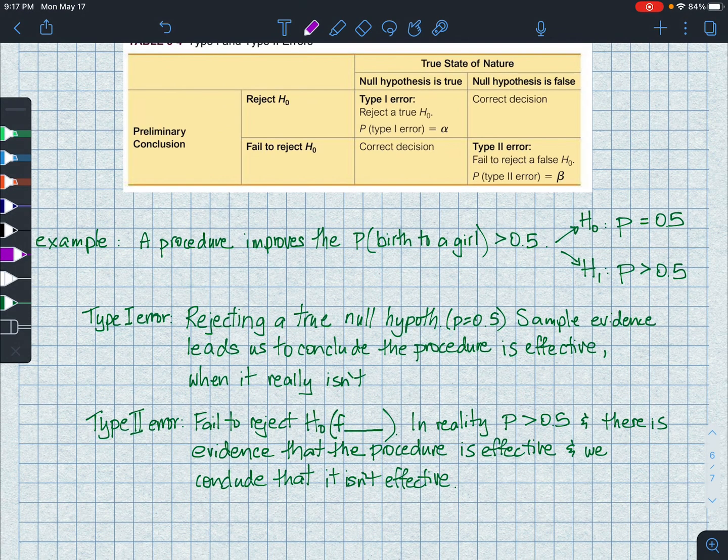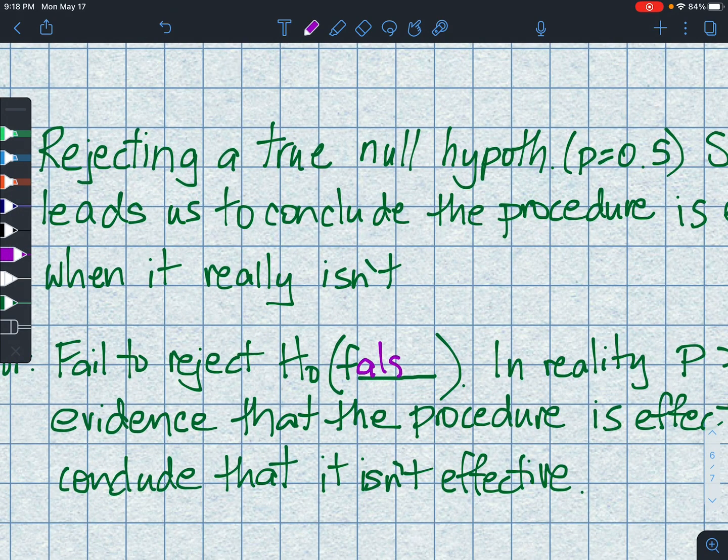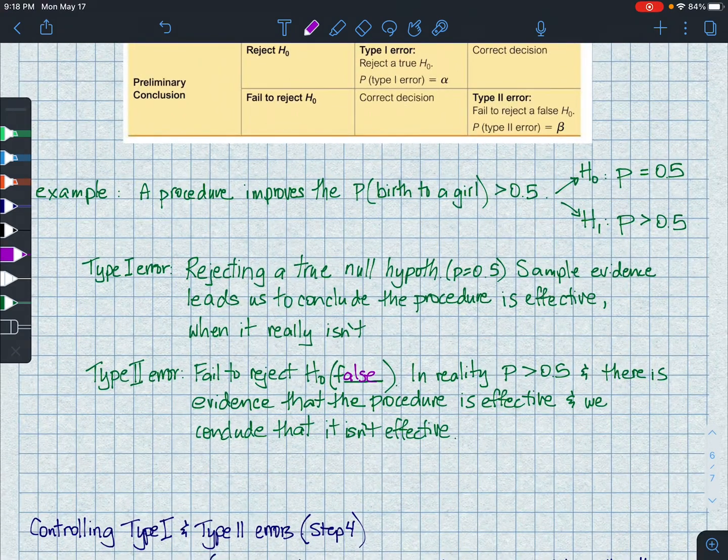Another example, not the drone, is births of a girl, improving probabilities of that. If we have a probability that's greater than 0.5, this would give us the null and the alternative claims. A type 1 error would mean you have rejected a true null hypothesis, which would imply that the sample evidence leads us to conclude that the procedure is effective, when in fact it really isn't. And a type 2 error is that we fail to reject H sub 0, and H sub 0 is false. So in reality, the probability is greater than 0.5, and there is evidence that the procedure is effective, but we concluded that it isn't effective. That's a type 2 error.